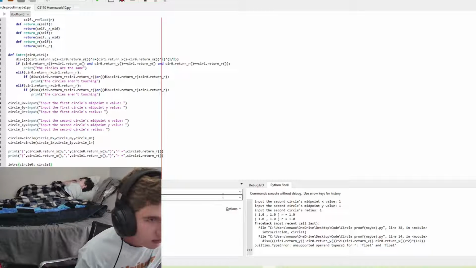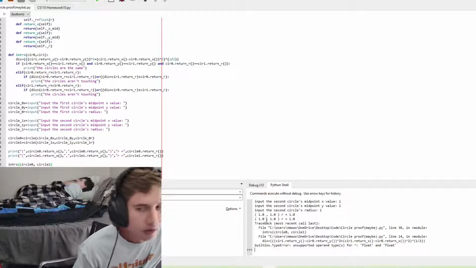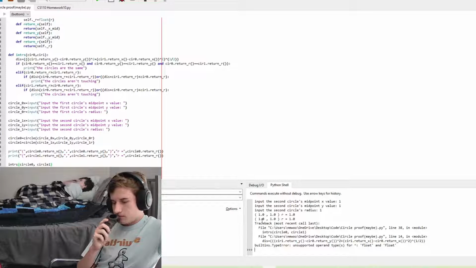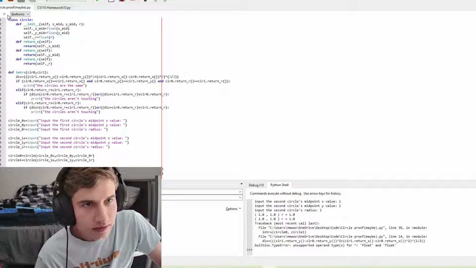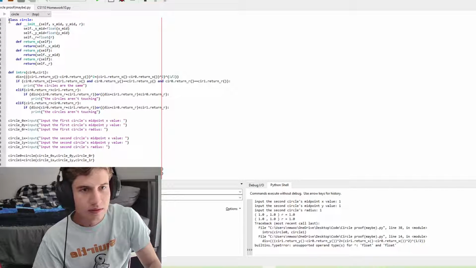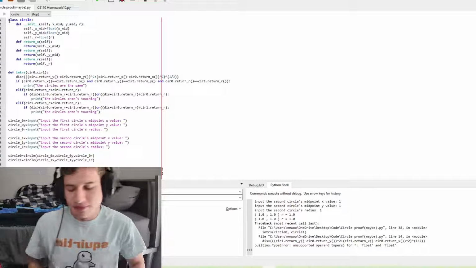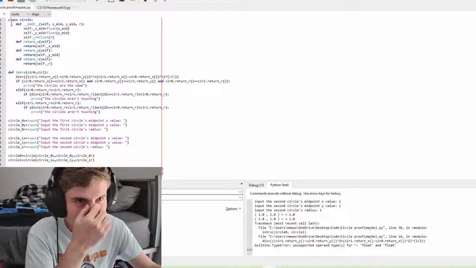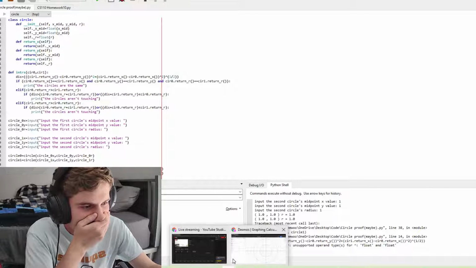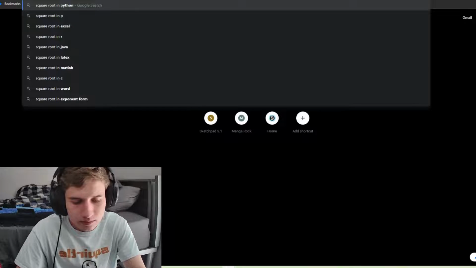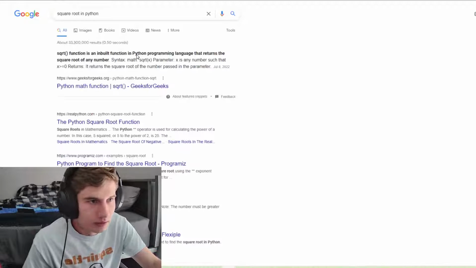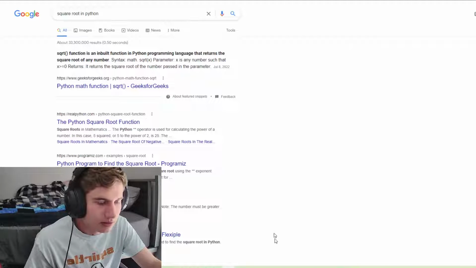You can't square a float. Okay, you definitely need to do square root. Yeah. Okay, so I need to... Ah, I have to import math to do that. Just gonna have to look that up. Python. Yeah, math.square root.